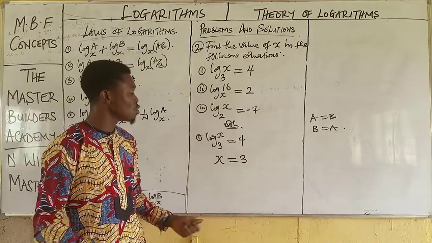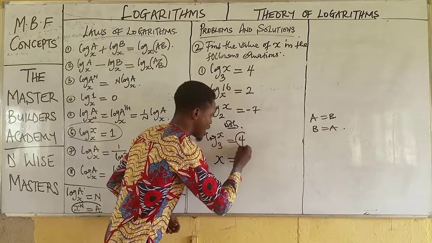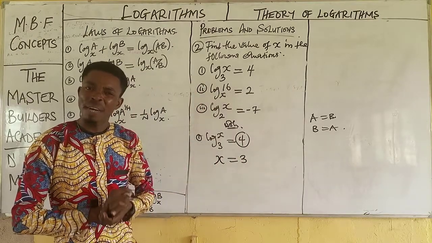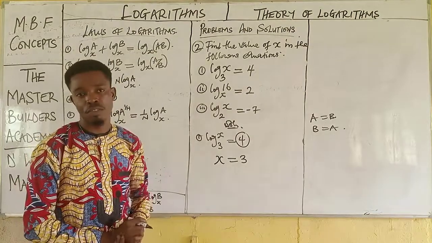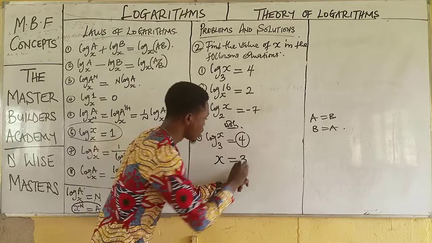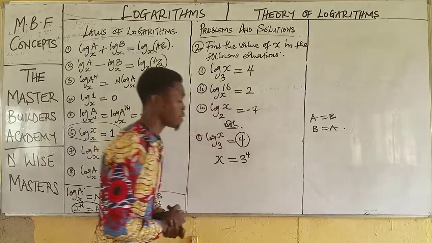The next thing you do is that this number you have here at the right hand side of the equation must be the power of the base. So take it as the power of the base and just locate the base here. Which one is the base? 3. So put 4 here as the power of the base.